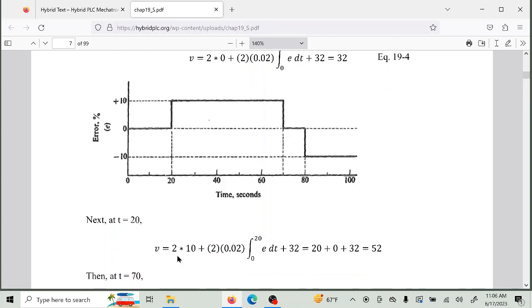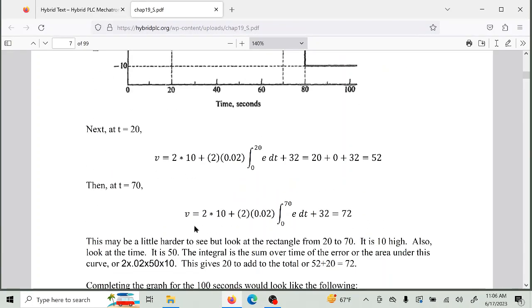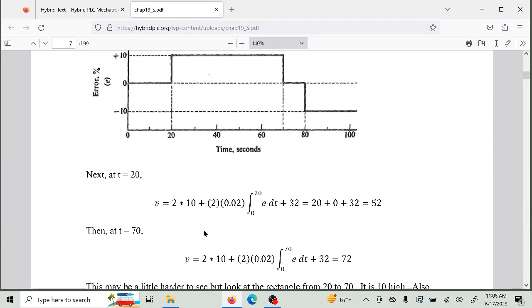Now at t equals 20, look what happens. We jump. We go 2 times 10 is 20, plus the integral of the error, which, up until that time, was 0. So it doesn't affect us, but we have the 20 plus the 0 plus the 32 is 52. So at t equals 20, our output jumps to 52.